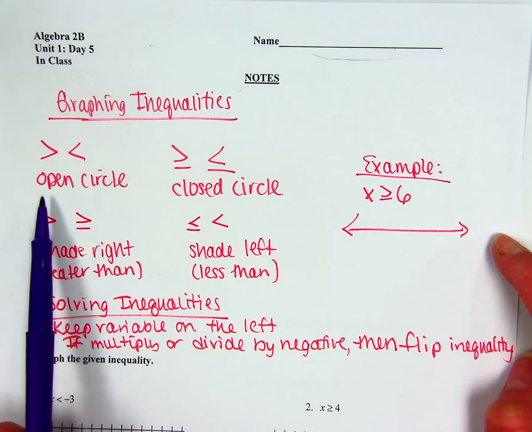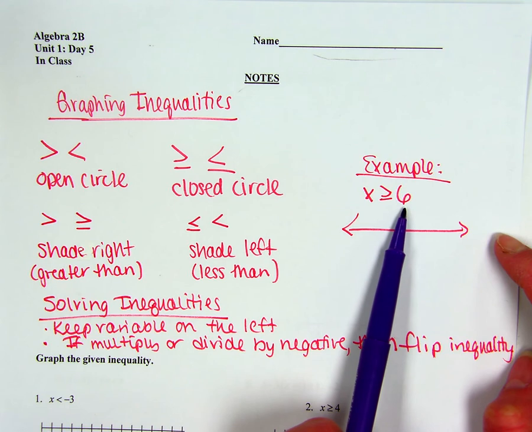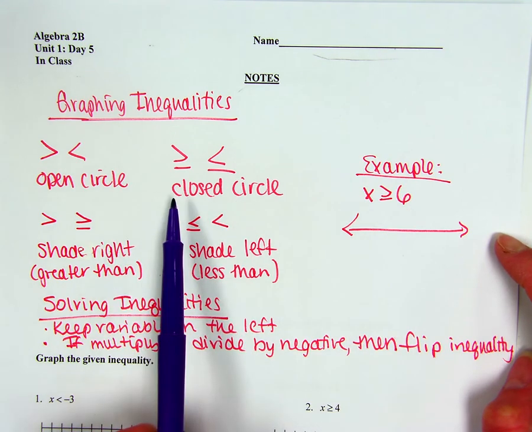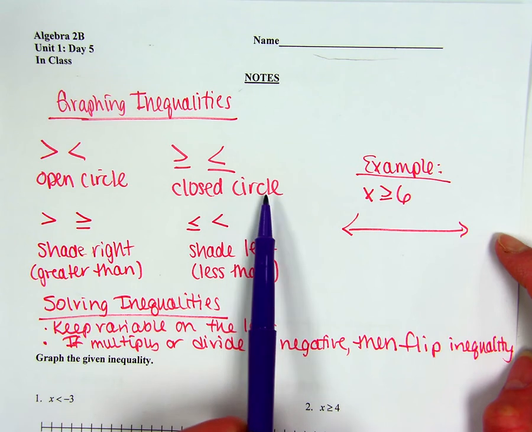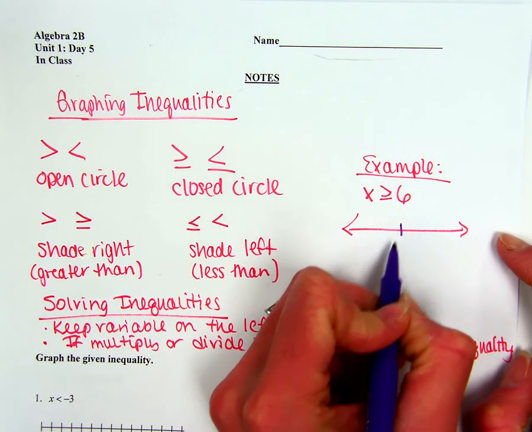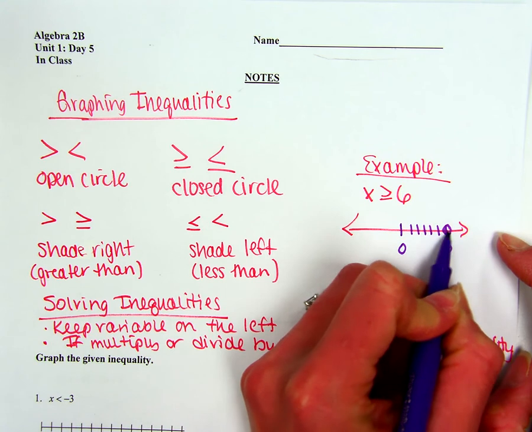So the way we're going to look at these problems is, for example, if I have x is greater than or equal to 6, I need to decide is it an open circle or a closed circle. So if it's greater than or equal to 6, then that's going to be a closed circle. So find where 6 is on the number line. All right, you could fill that in.